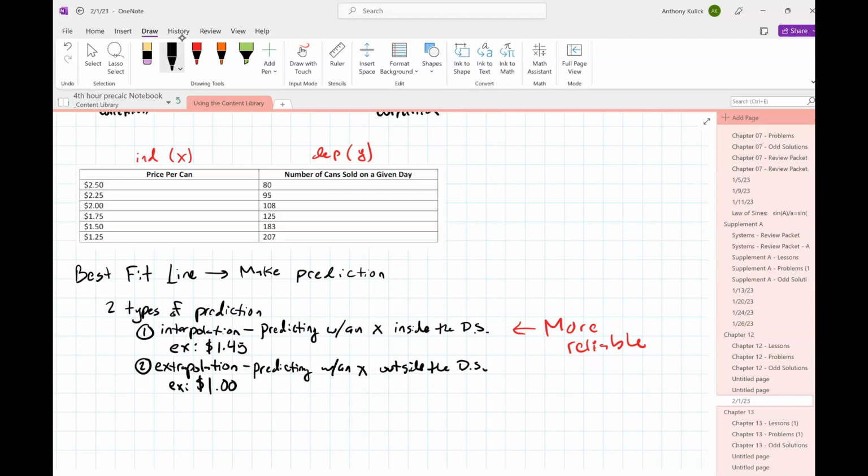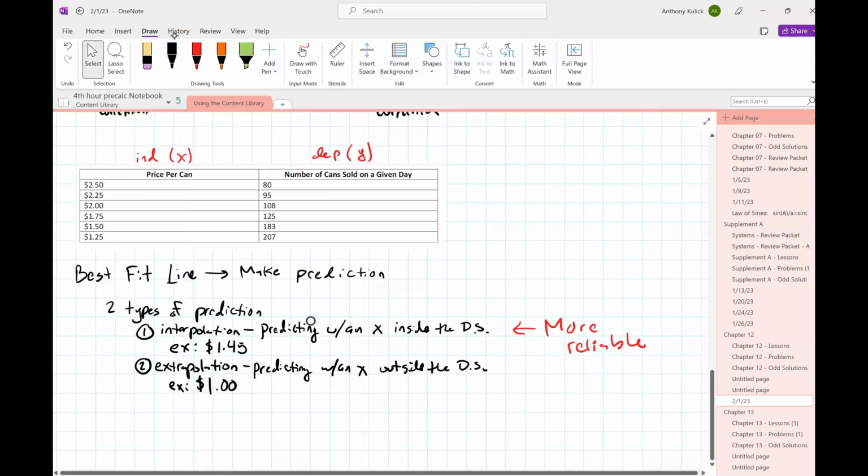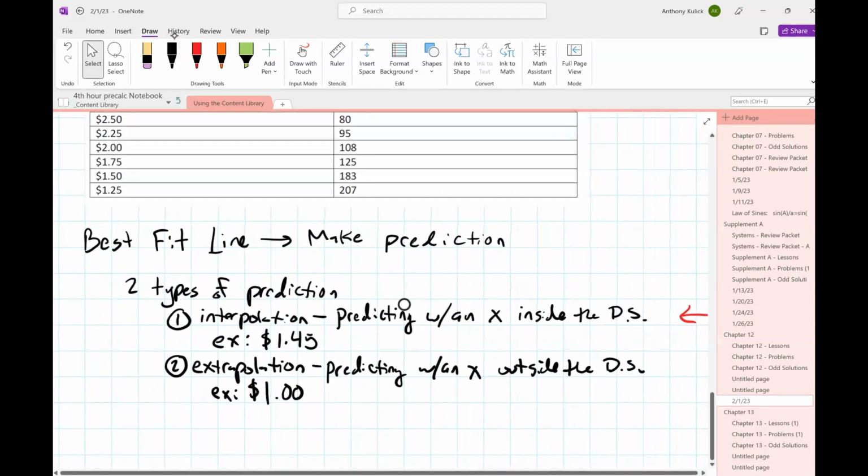Does that kind of make sense? That after a while, the linear relationship that we're observing from 5 to 10 just stops. It ends. It's over. Does that make sense to you guys? Good. All right.